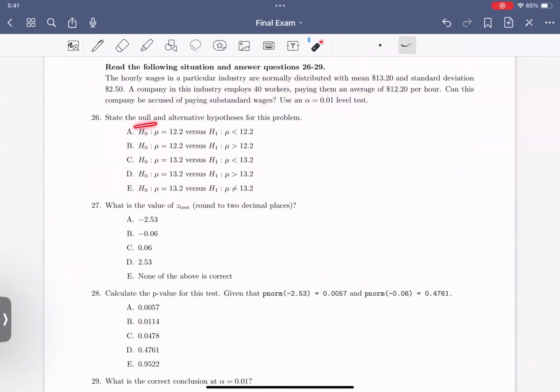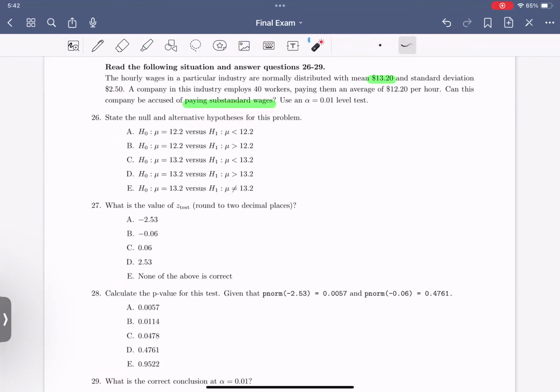All right, so what is the null and alternative hypothesis for this problem? You actually have the question of whether they pay substandard wages or not. So you want to test whether the 13.2, the one that they claim in the particular study, is true, or it should be something less than 13.2 or not. Does it make sense? Because you want to know whether they pay substandard wages or not.